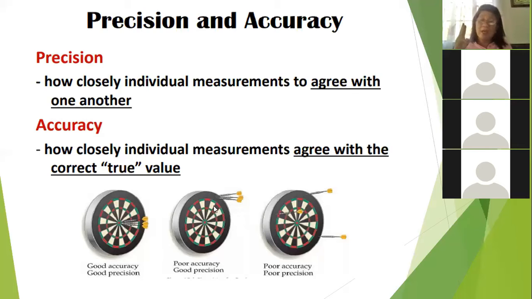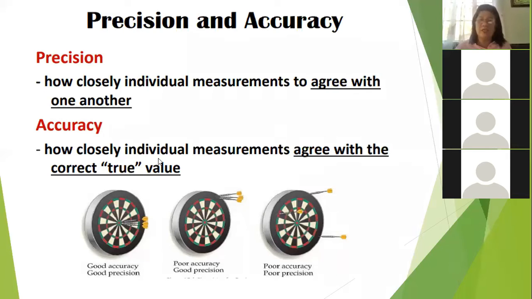The 3 darts point the same, but it is outside. So it is good precision, but it has a poor accuracy. This one, the other one, the dart is on the left, the right, and top. Okay, both of these have poor accuracy and poor precision.